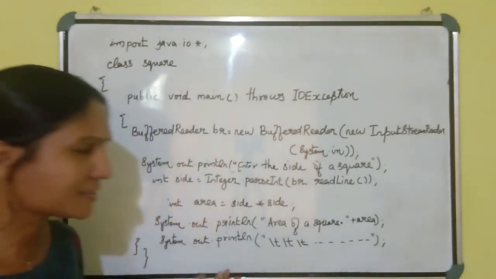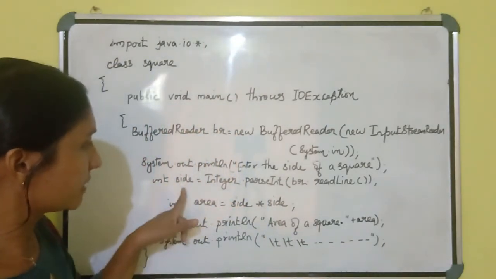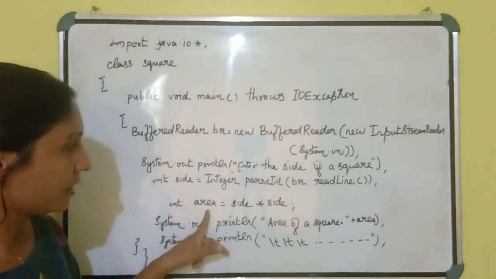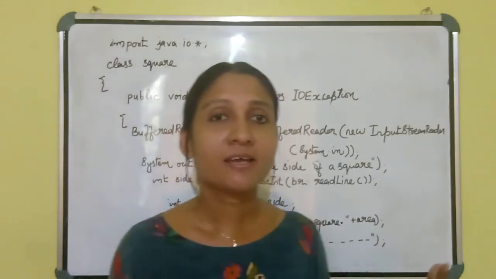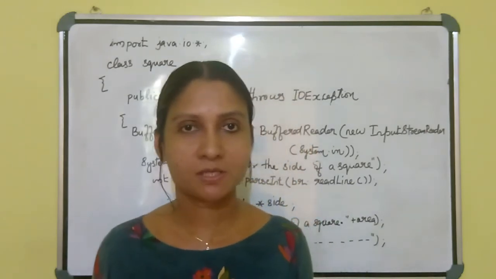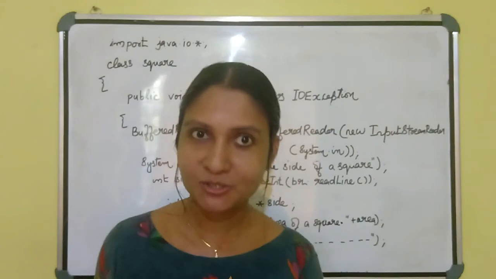I think you all understood this simple example. What are the variables we used here? Side, to enter the side, and area, to find the area of the square. Like this way we can create different programs. If you study this simple example, you can create the next program also. You all understood this one.